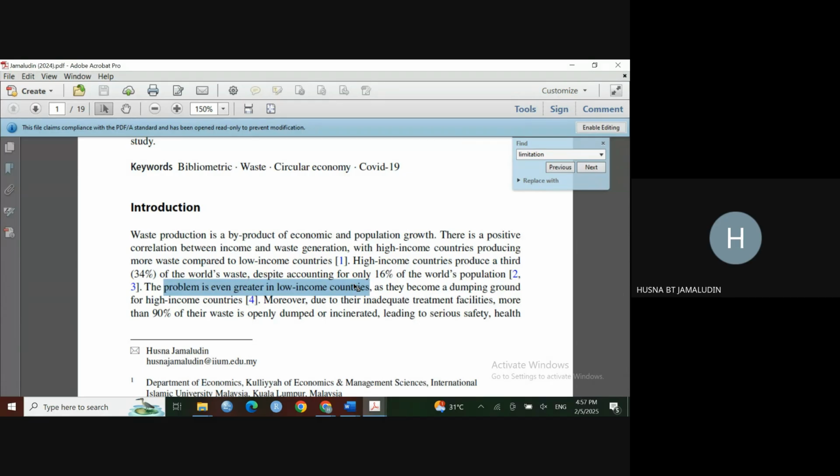Your justification can be in the introduction. Sometimes you want to emphasize the problem, or it can be explained in the method. So it's up to you. But whatever it is, you have to justify why you choose that, why you use a specific method, OLS, not the other method, GLS, whatever, right? So you have to justify.